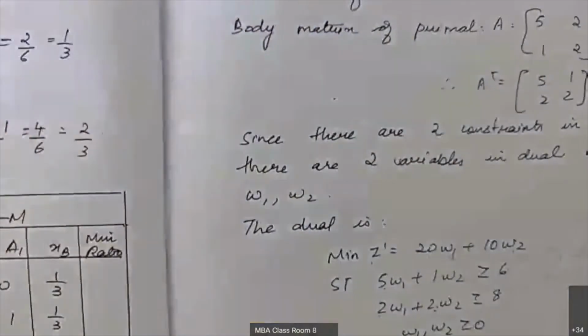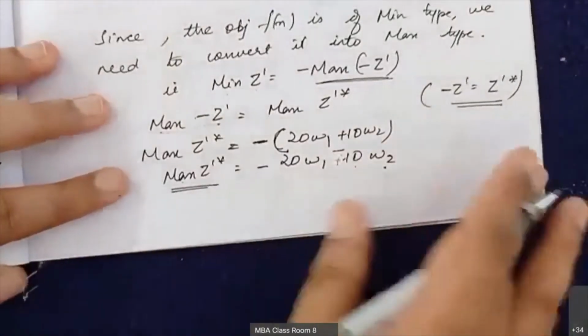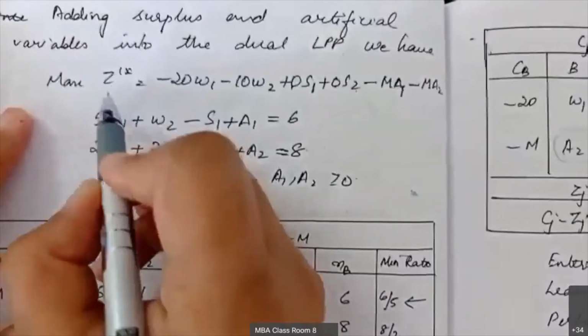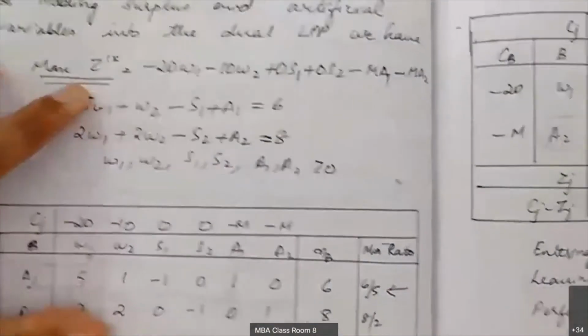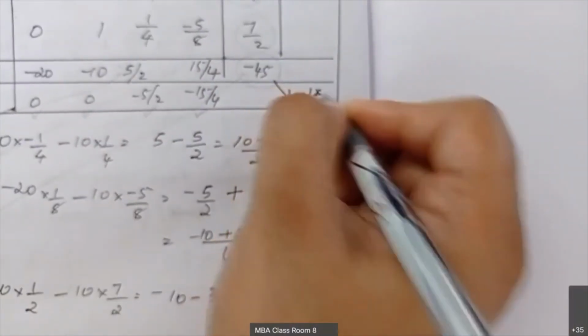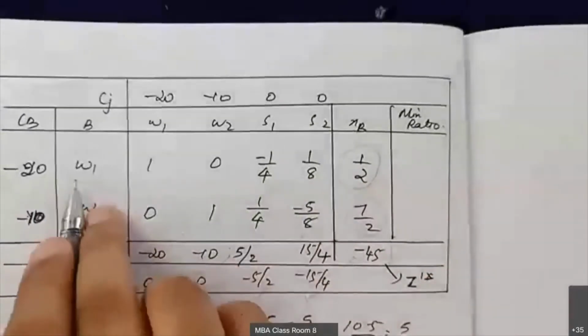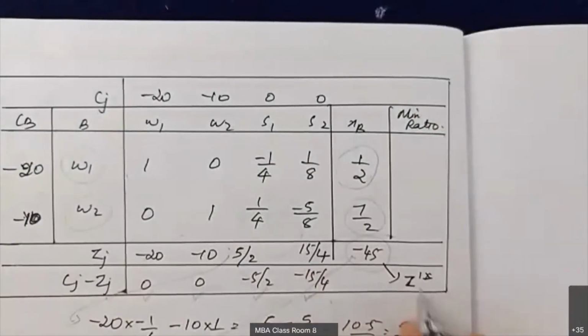How did we take it? The last objective function is max of Z dash star. Did you see here? This is max of Z dash star. That same max of Z dash star we can see here also. This value is what you get from the last simplex table. This is Z dash star's value, minus 45. So we have the value of W1, the value of W2, and here we have the value of Z dash star also.